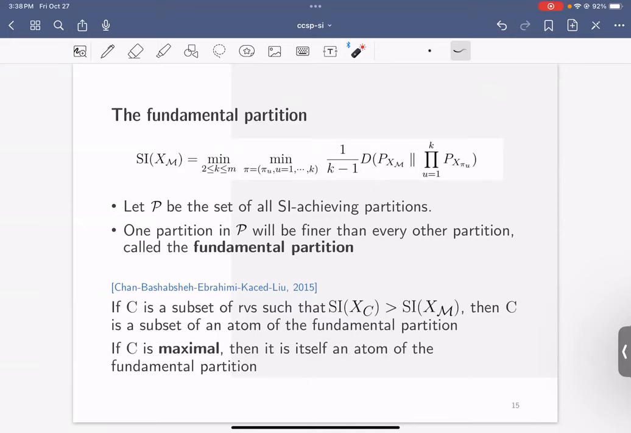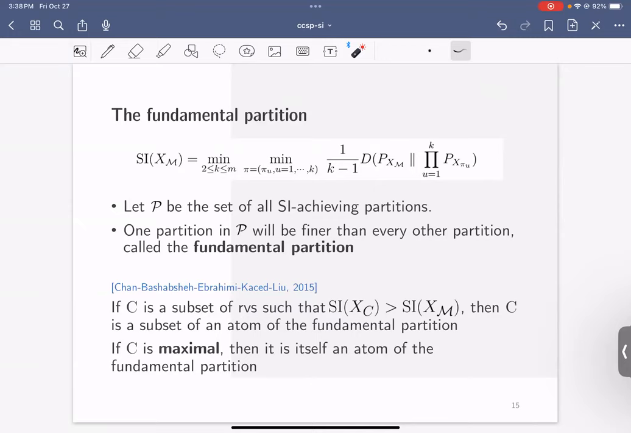But what was shown in this paper is that the secret key capacity, which is CM, is less than or equal to the SI of XM. This was here. And we now know that this is actually an equality. That was shown in a series of papers by Chung Chan and collaborators, which are these ones. And then this shared information function turned up in a very particular hypothesis testing problem and has been extensively studied in this paper, which I invite you to look at.